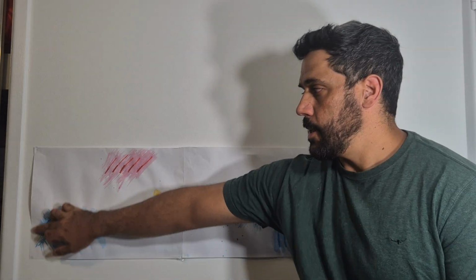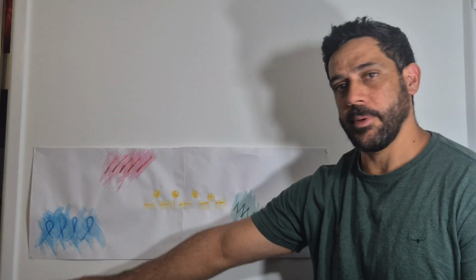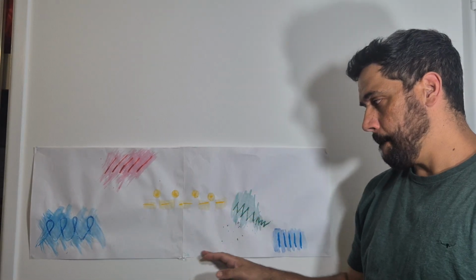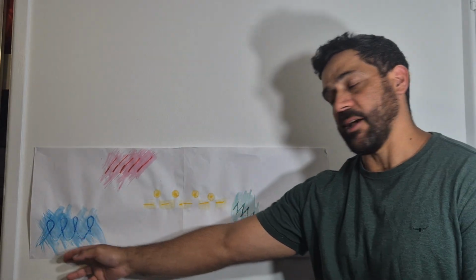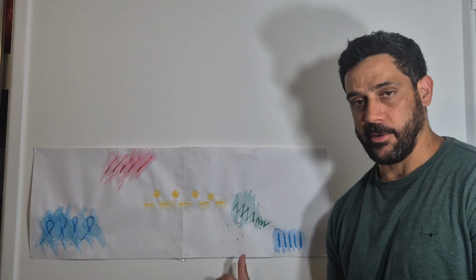So over this side is the volume. The louder it is, the higher on the page it will be. And on the bottom is our time. The longer the sound goes on, the more space it takes up across the page.